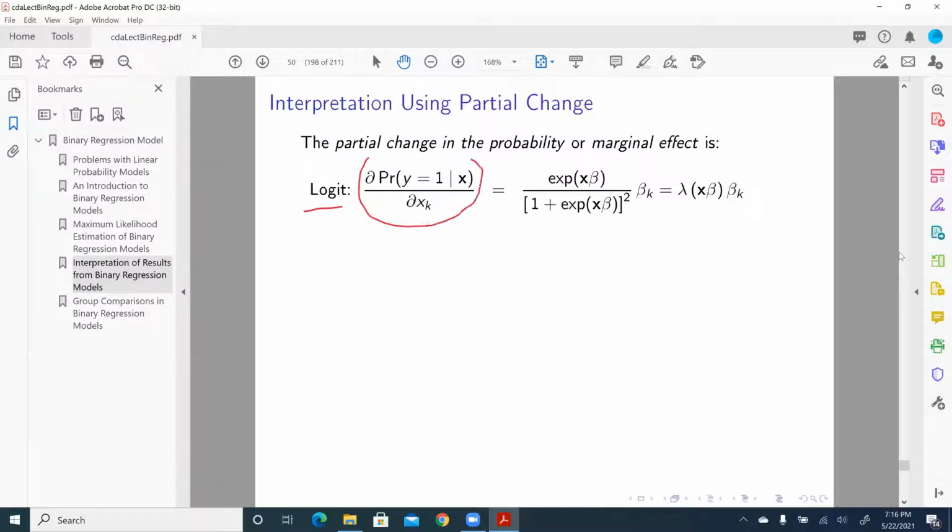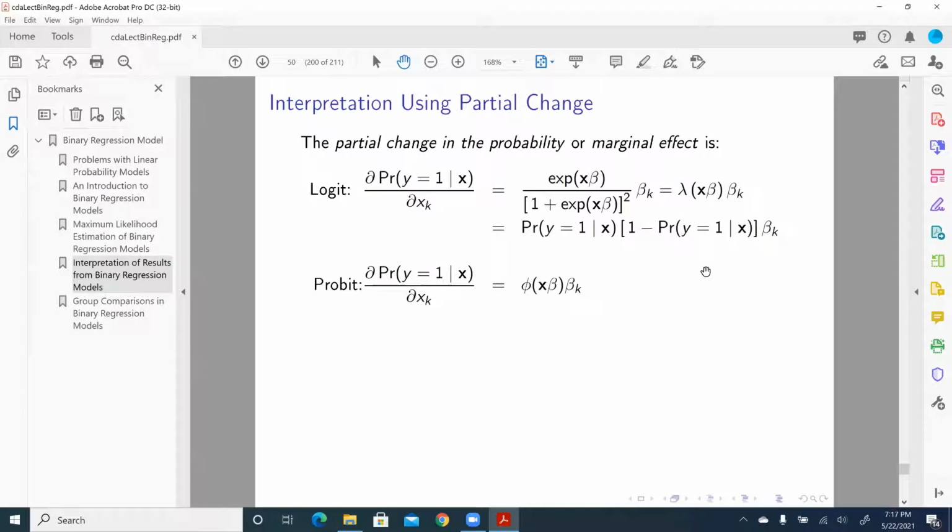The partial change in the probability, or marginal effect, for the logit model: we take the partial derivative with respect to a generic xk, and we get a term multiplied by beta k. And this term turns out to be the probability density function of the standard logistic distribution. So it's expressed as lambda, the lowercase Greek letter lambda, of x beta, multiplied by the coefficient for xk. And that is equivalent to this. For probit, the marginal and partial change is that term.